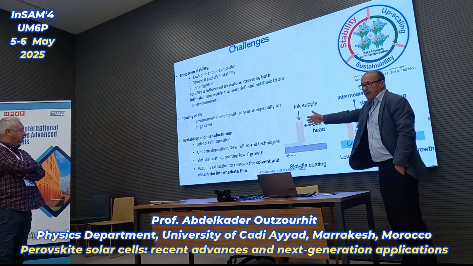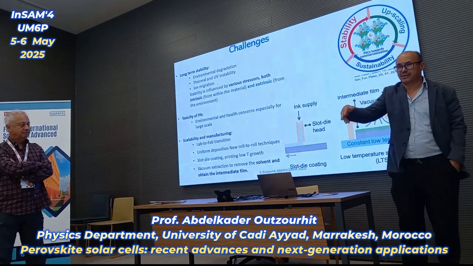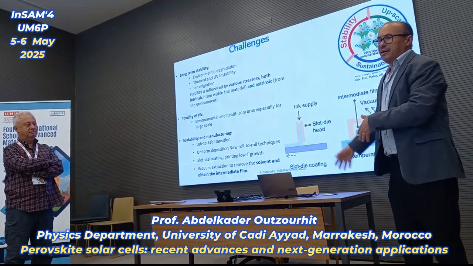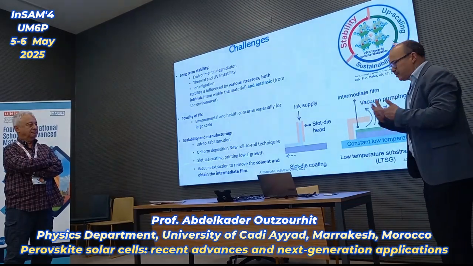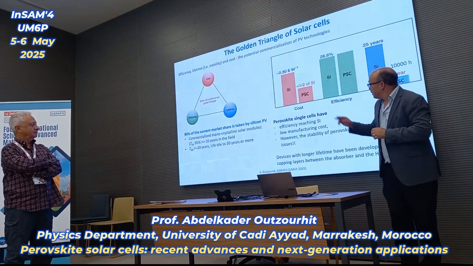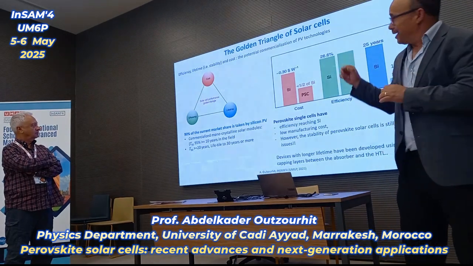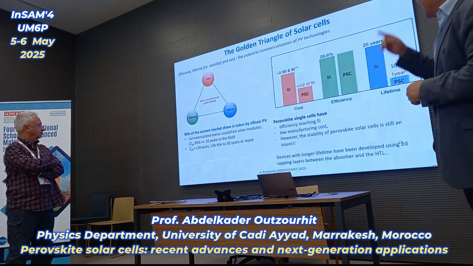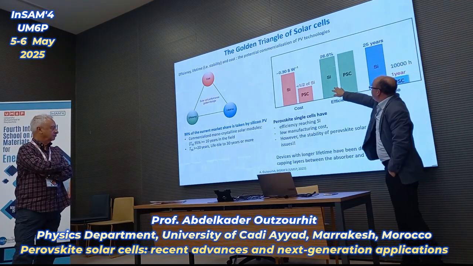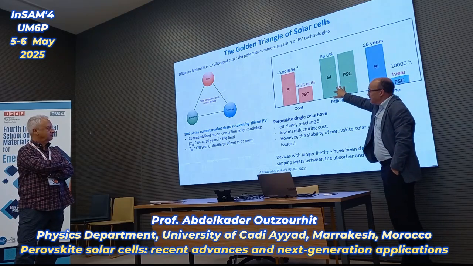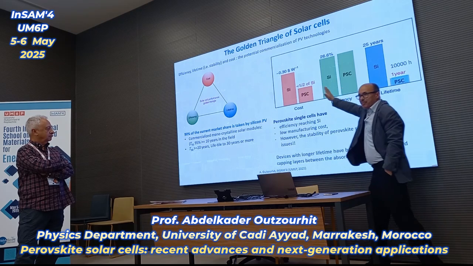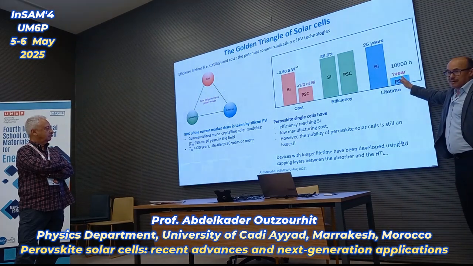Scalability is also a problem. Spin coating cannot be industrialized, so you have to do either printing or slot die coating, but you have to eliminate the solvent and so on. There are lots of other problems that need to be solved. The golden triangle for solar cells is the cost, the efficiency, and the lifetime. Silicon and perovskites have almost the same efficiency. The cost of perovskite is probably lower than silicon, but the problem is the lifetime.